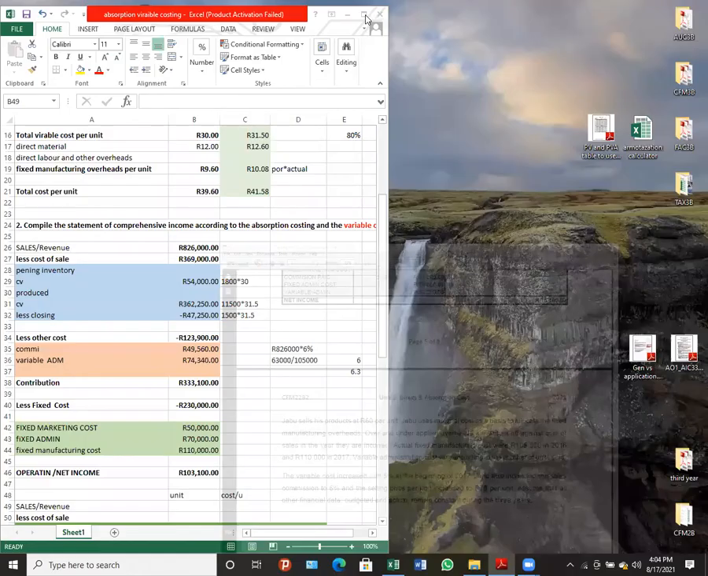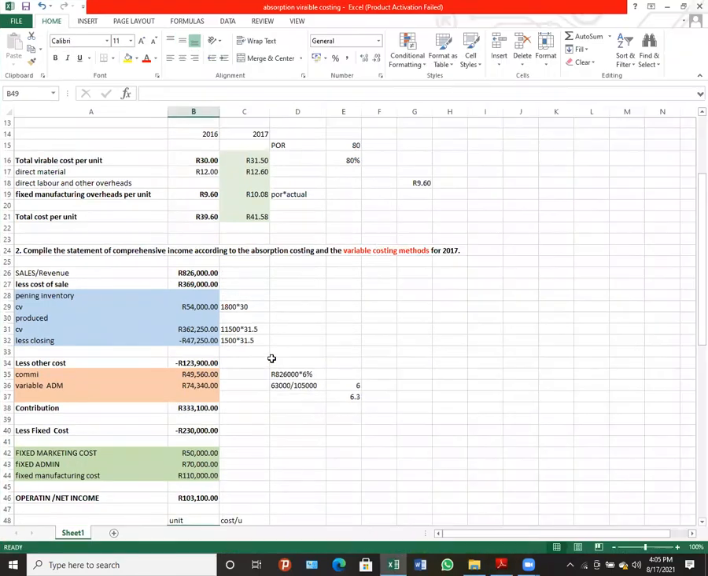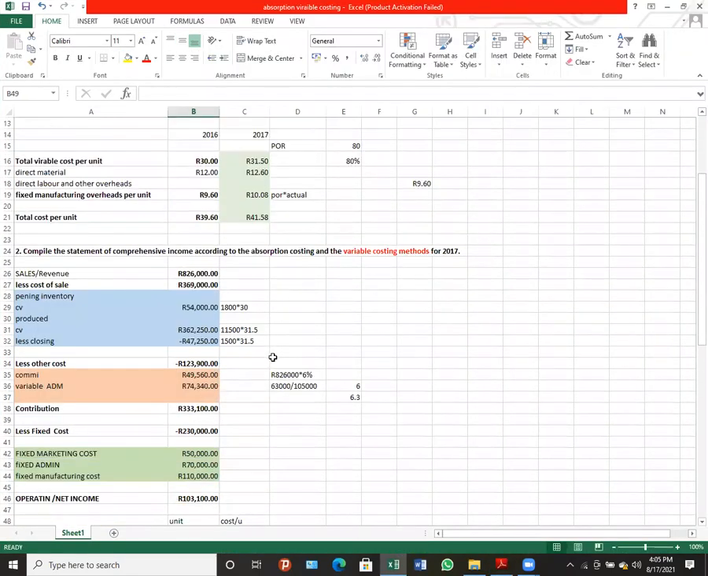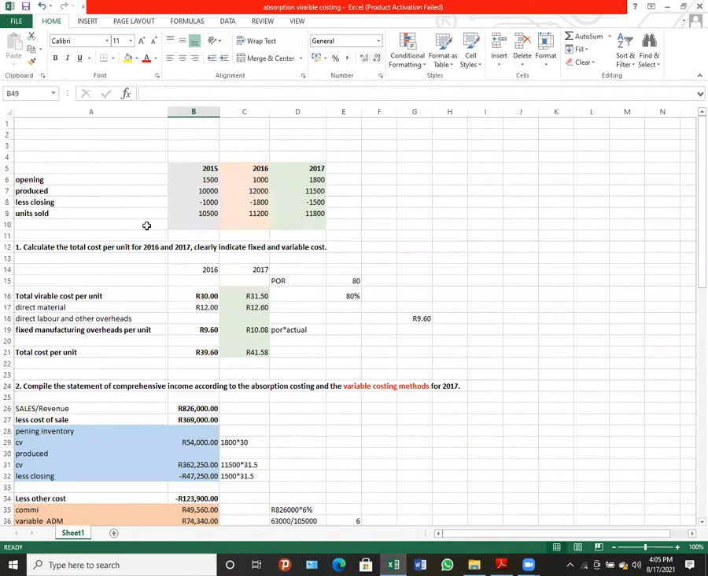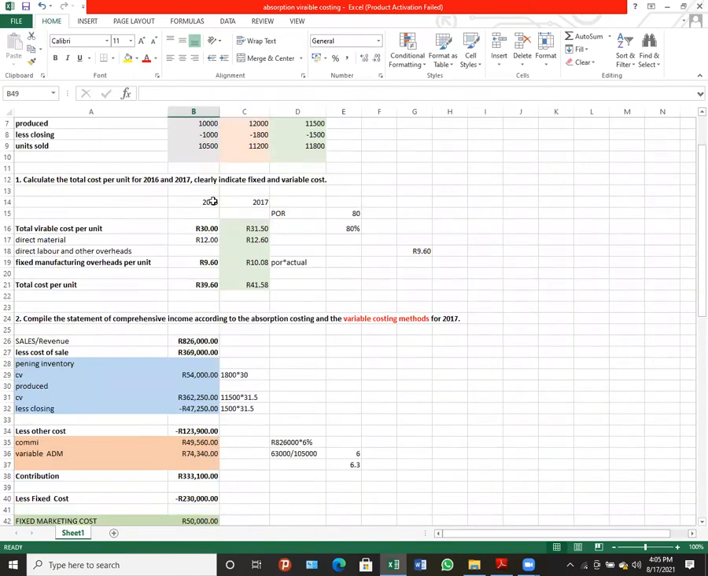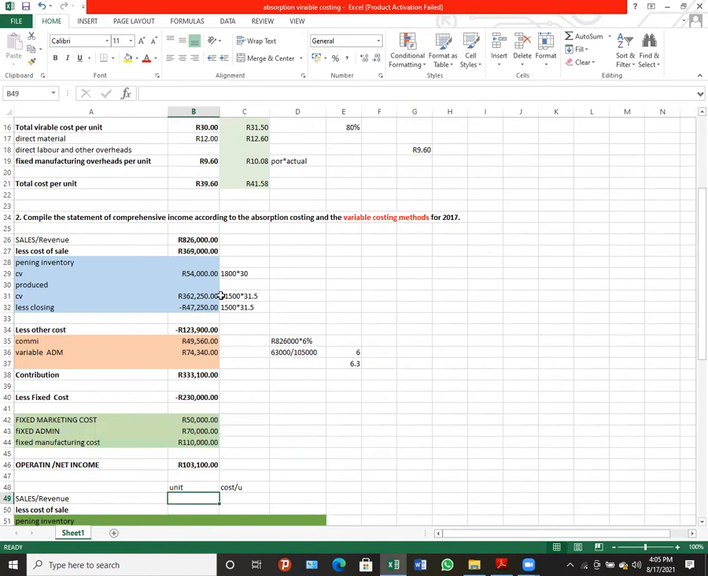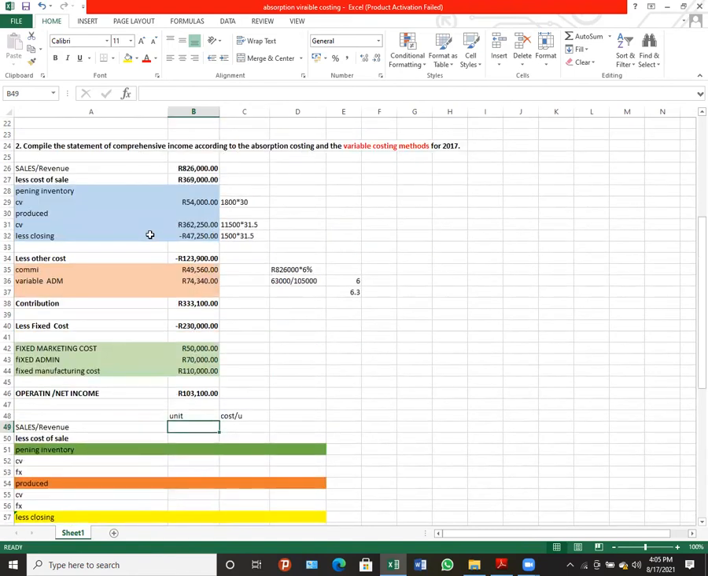Okay. Last week, guys, we prepared this one, and then here, guys, is the 2016 cost. Here is the 2017 cost. And then this one is the direct costing. Today, guys, we are going to do what? To do the absorption costing.